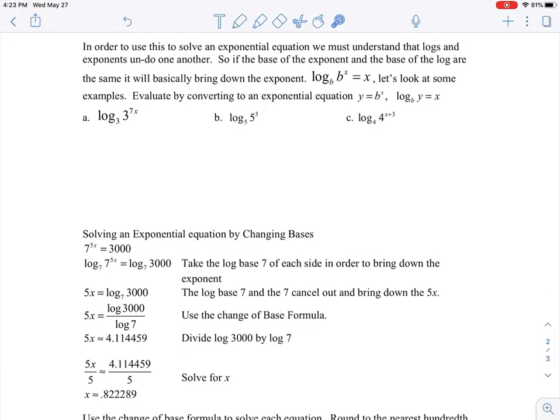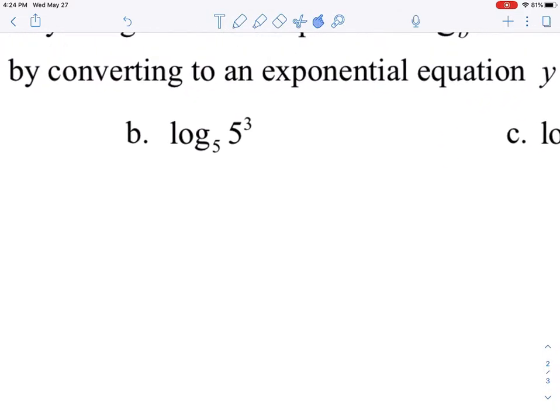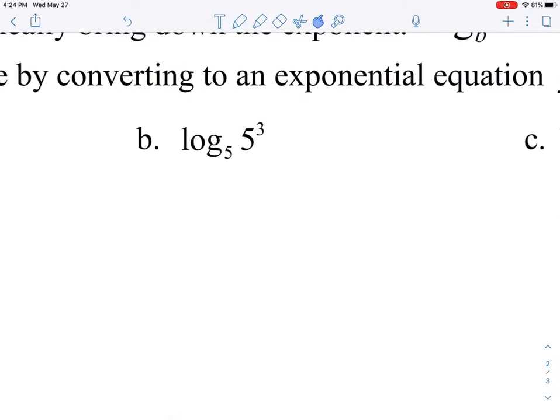If you have the same base as this number right here, these will cancel, and this will just cancel down to equal 7x. That equals 7x. Okay, I'm going to show how that works here. Take a look. We've got log, well, let's zoom it in. We've got log base 5 of 5 to the third. Okay, if I evaluate this using our old school method, take a look.